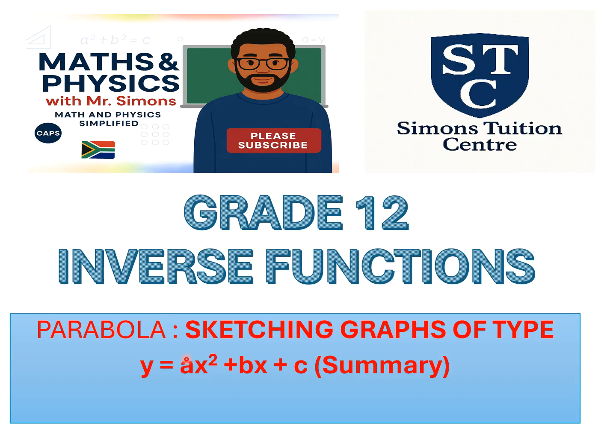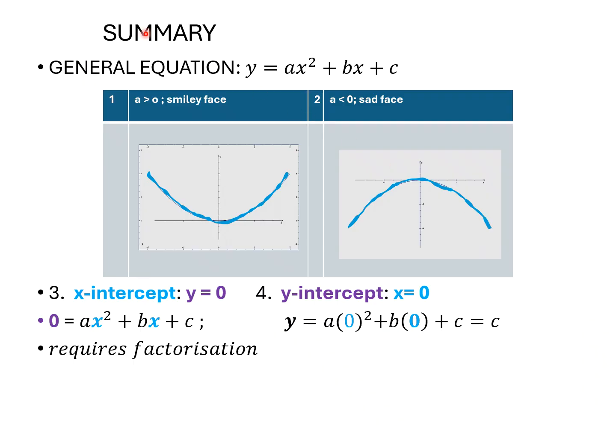Today's grade 12 inverse functions lesson. We are refreshing what you should know of a parabola given the equation y equal ax squared plus bx plus c. In the next lesson we're going to look at the second equation, when we've completed the square. So this is just a summary to make sure we understand all the things we need to know for a parabola. So number one, my general equation, y equal ax squared plus bx plus c.